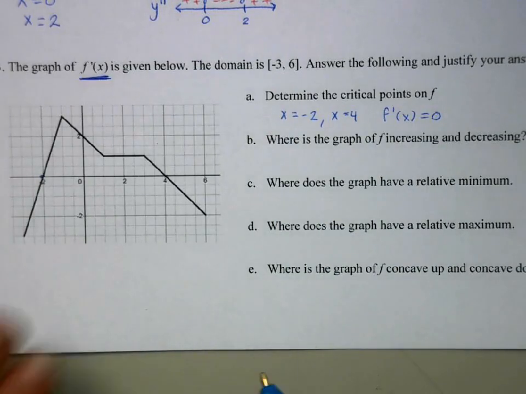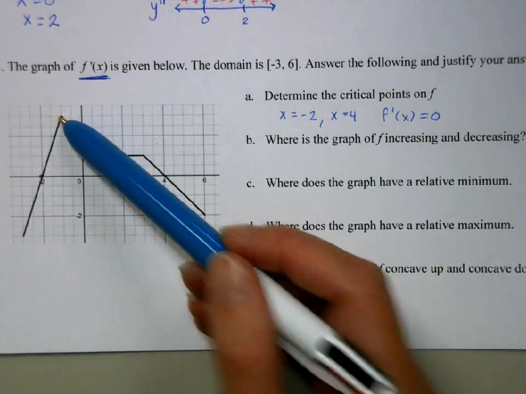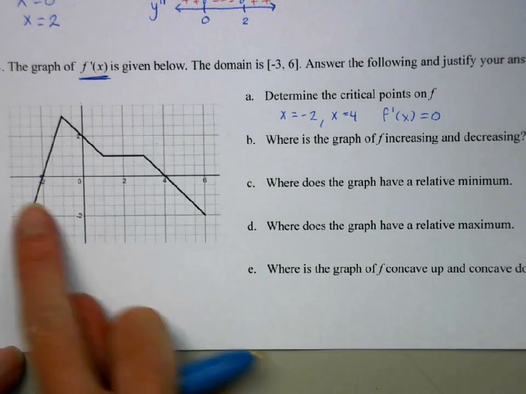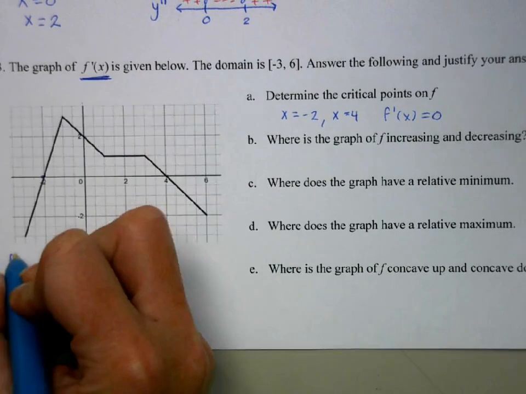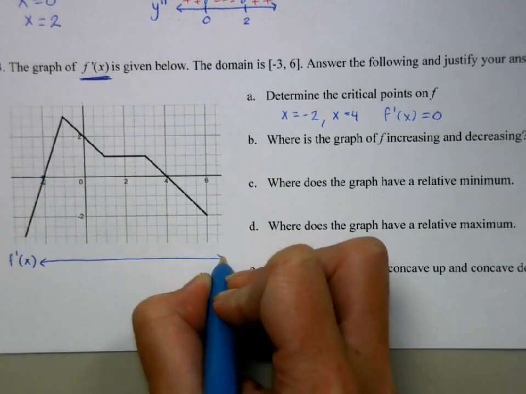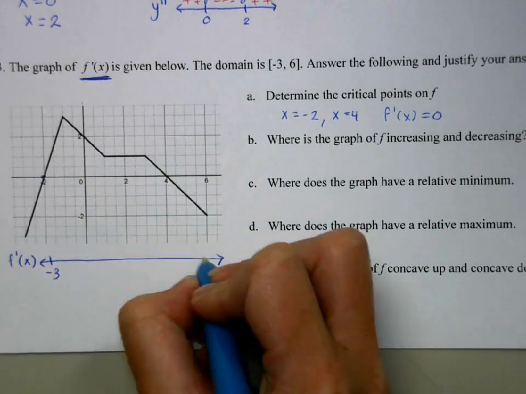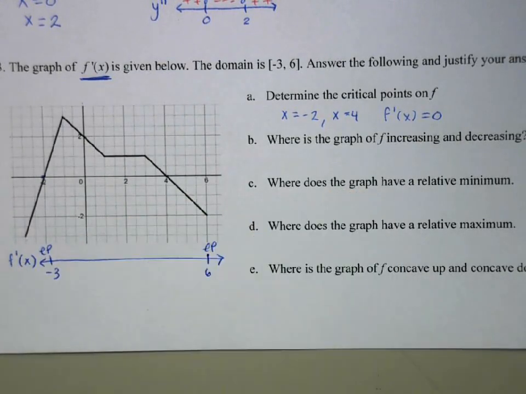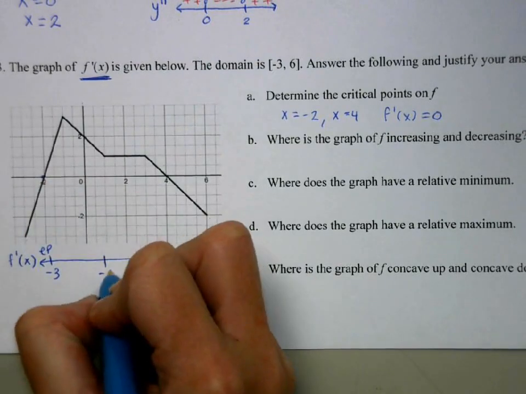Because looking at this graph can be a little bit deceiving. Because when you see increasing, you want to say, well, it's increasing here and it's decreasing here. But this is the graph of the derivative. So what I'm going to do is take this information and turn it into a number line chart. This one has a set domain, so I'm going to put the endpoints, -3 and +6, on there, and label it as EP. The critical points we already established were -2 and 4.